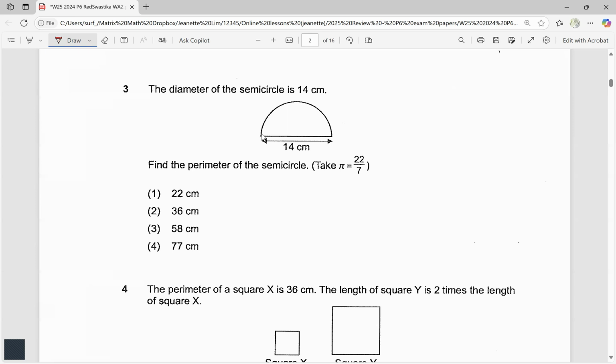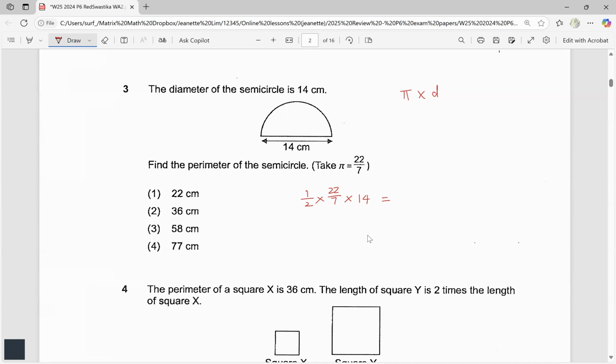So the formula we're looking at is pi times diameter. The diameter is given, and since this is a semicircle, we use half times pi, which is 22 over 7, times the diameter, which is 14. The formula we're using is pi times diameter for the circumference of a circle. So for a semicircle, we halve it. Without a calculator, how do you calculate this?